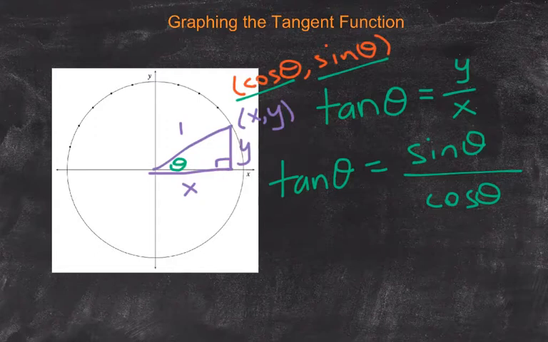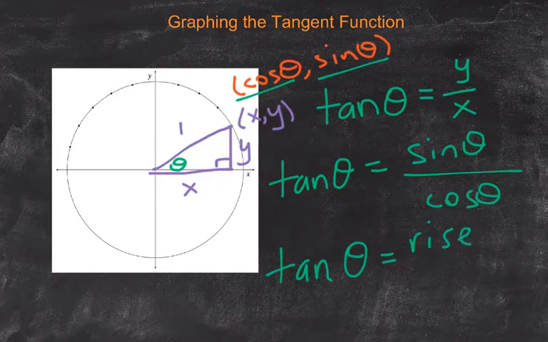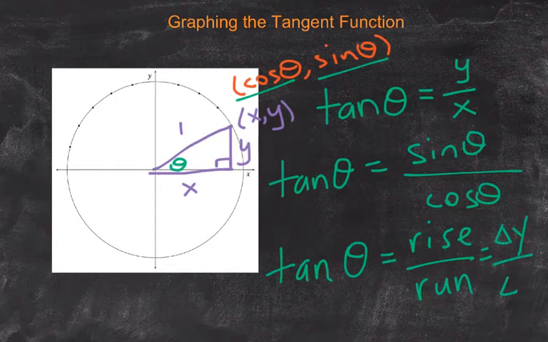I can also think of this as the slope. So tangent of theta equals rise over run, or change in y over change in x. So those are the ways that we use to talk about the slope of a line. And that's going to be really important for justifying the graph that we see when we start graphing the tangent function.